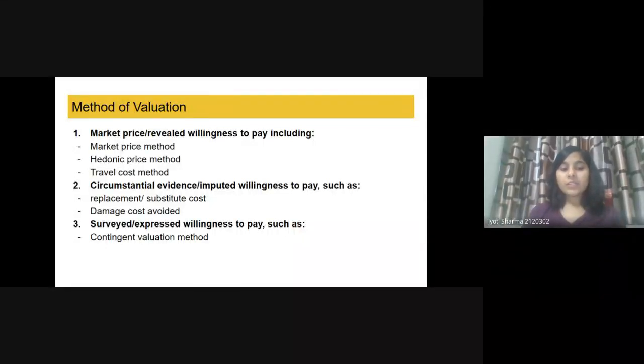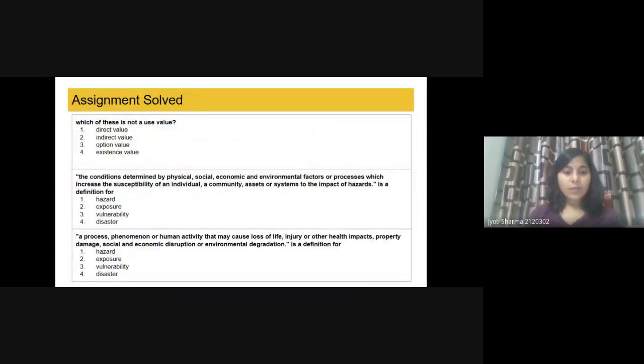Then we have the contingent valuation method. Within this survey, you are asking the people, okay, if you are diverting, how much amount should we pay to you? So this kind of method will come under the survey or the contingent valuation method. So this was all about this.